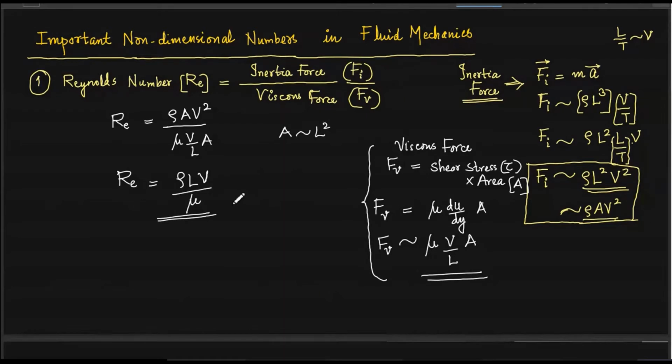This velocity you can write as u, and in the case of boundary layer flow we write the free stream velocity u infinity. So rho L V by mu. The important thing is V is the flow velocity, and L is the characteristic length, the characteristic length of the problem. In the fluid flow context, whichever prominent characteristic length there is, that you should introduce.